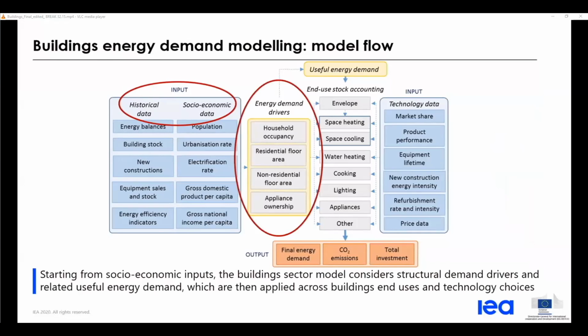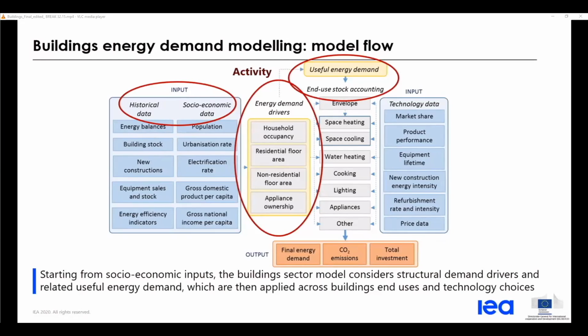Some of these inputs will be used to compute energy service demand drivers, like household occupancy, floor area, or appliance ownership. Of course, these drivers will differ for each subsector. Indeed, the drivers are then used to determine the future useful energy demand, or the activity, as mentioned earlier. So for instance, for space heating, we can use the floor area as one of the drivers.